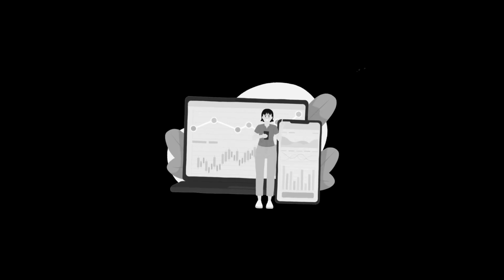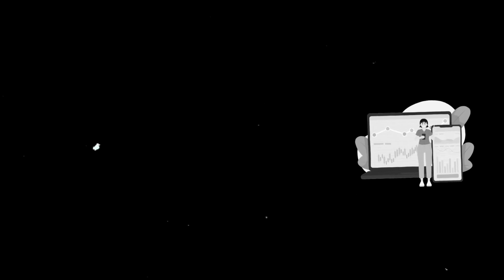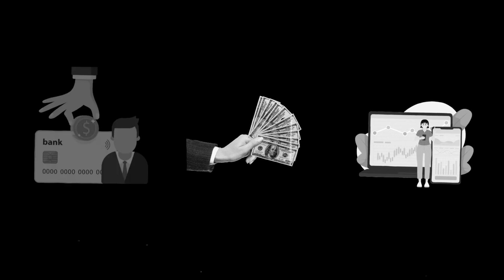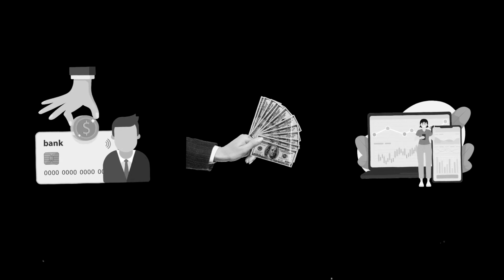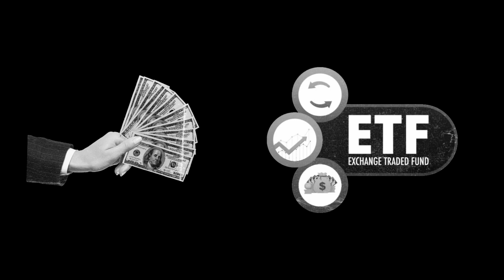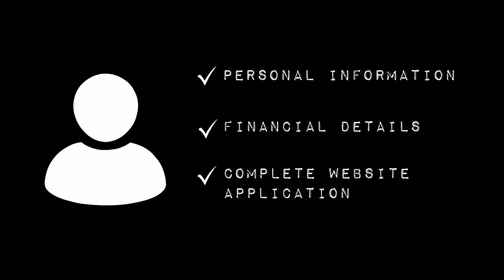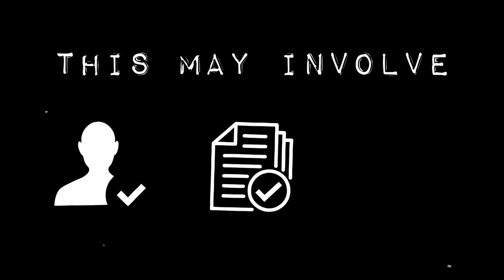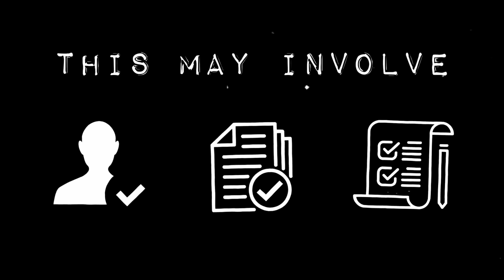By having this brokerage account, we will be able to transfer money from our everyday bank account into the brokerage account. Then we can use that money to buy the ETF of our choice. To open a brokerage account, you generally need to provide personal information, financial details, and complete the application process on the chosen platform's website. This may involve identity verification, submitting documents, and agreeing to terms and conditions.